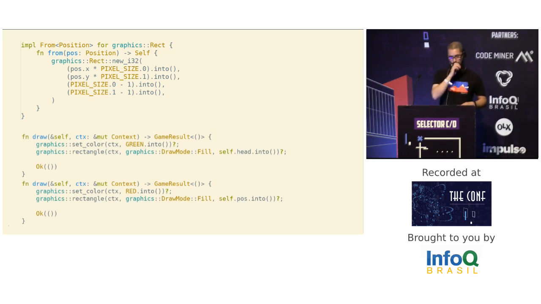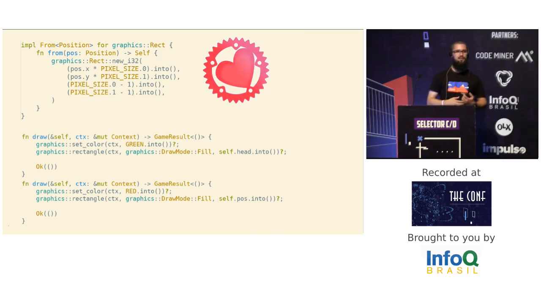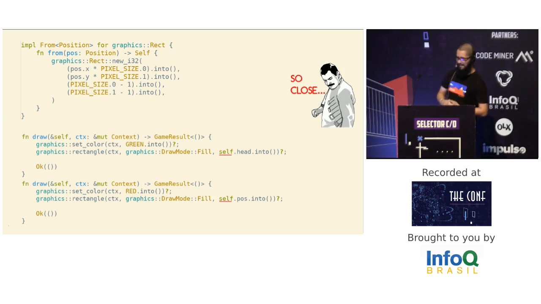And then our code, it's better now. We are just using this self into and self position into. So if you remember, this structure is a snake head and the snake position. So we are just passing the position to there and it will be converted, okay? So this is amazing for Rust, at least in my opinion. I really like that the language provides this kind of construct for us. And it should be a huge win, right? But no, not so close. Yeah, it was close, but not enough.